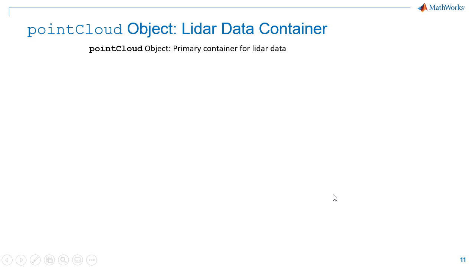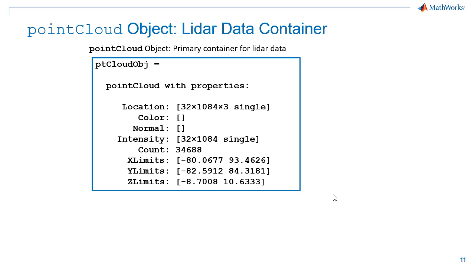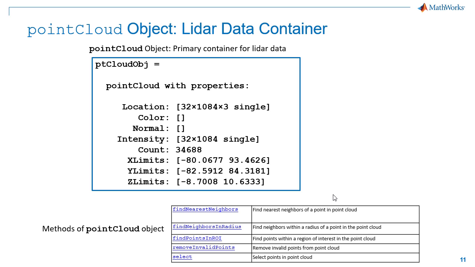In MATLAB, point cloud data is stored as a point cloud object. It encloses all the properties associated with the point cloud such as location, intensity, color, count, XYZ limit, etc. On this point cloud, you can find nearest neighbors, find points in any specific region of interest. You can remove invalid points in the point cloud and select any points in the point cloud using indices.